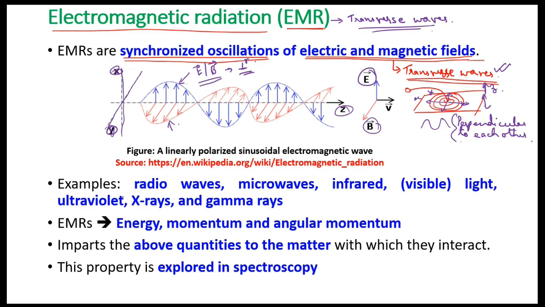Now, what are the examples of electromagnetic radiations? The examples include radio waves, microwaves, infrared waves, and visible light. Then we have ultraviolet rays, X-rays, and gamma rays.